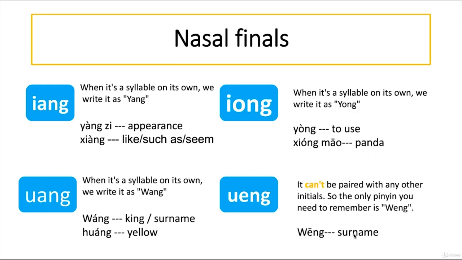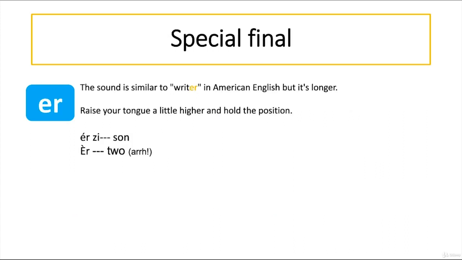The last one, special final. We only have one. This sound is similar to the ER sound in writer in American English, but it's longer. So raise your tongue a little higher and hold the position. Remember to pronounce it a little bit longer. For example, 儿子 means son. 二 means two.